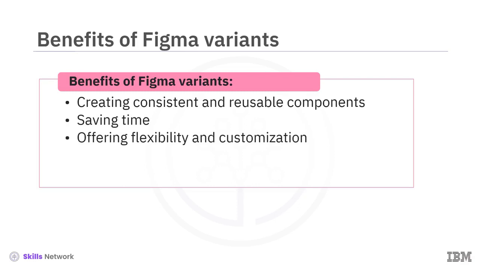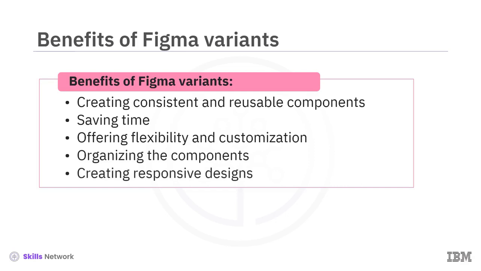Variants offer flexibility and customization options for your components. You may modify the attributes of your variations, such as fill color, stroke style, and text content, by adding additional states or styles. Variants help to organize the components by grouping related versions in a single component. Variants are especially helpful when creating responsive design because they adapt to different screen sizes and devices.